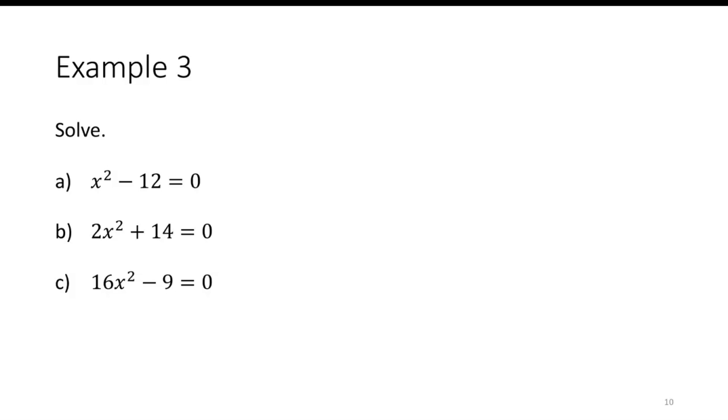All right, if I have something a little bit more complicated, like x squared minus 12 equals 0, get the x squared by itself first, then try to solve. So for part A, I would add 12 to both sides, and I would have x squared equal to 12. And then the square root property tells me that this is x equal to positive square root of 12 and x equal to negative square root of 12. There are some minor simplifications you can do, which we won't get into. We can just leave it at square root of 12 and negative square root of 12.